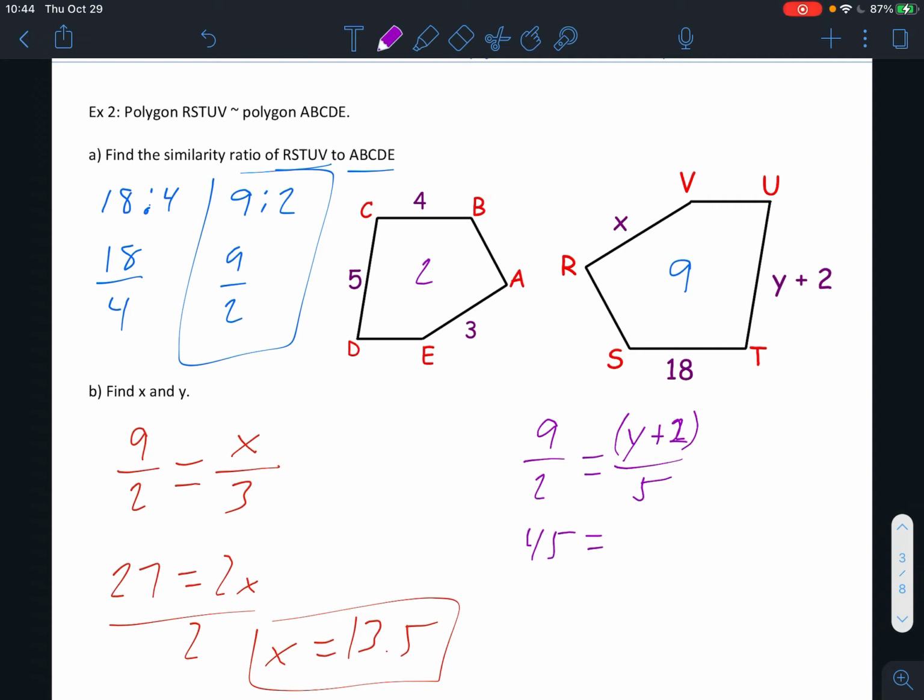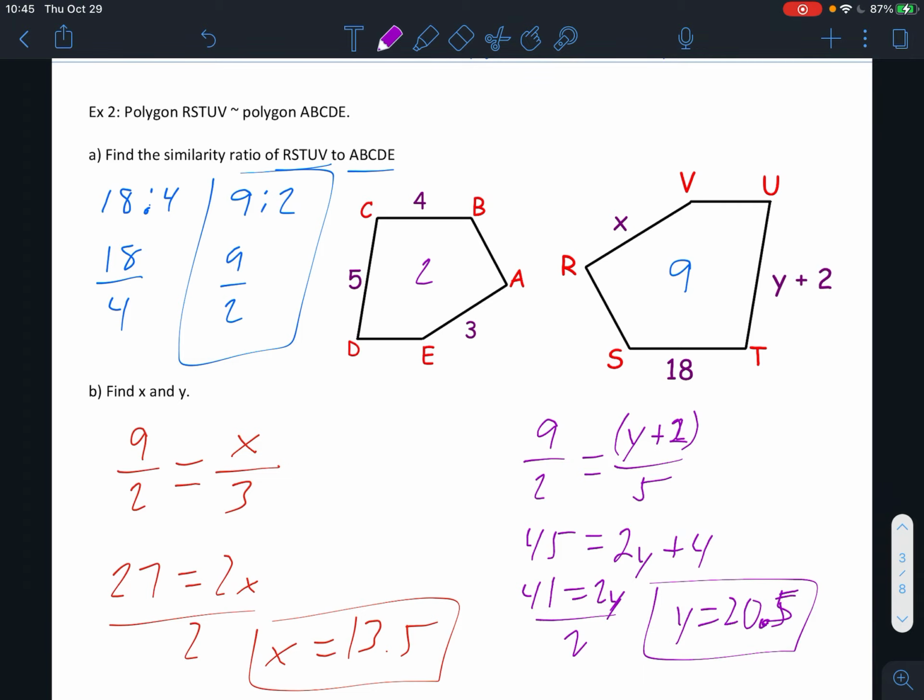9 times 5 is 45. 2 times y plus 2, distribute the 2, you get 2y plus 4. Subtracting 4 and dividing by 2, we get y equals 41 over 2, or 20.5.